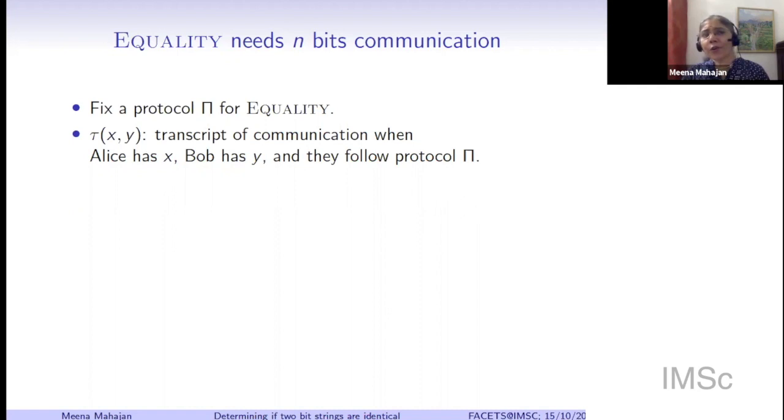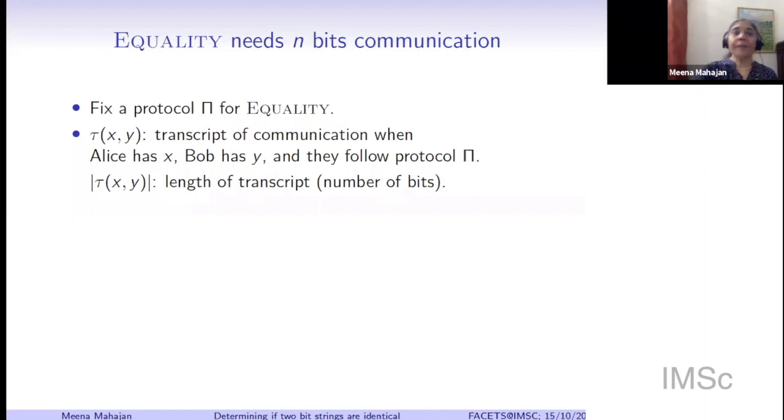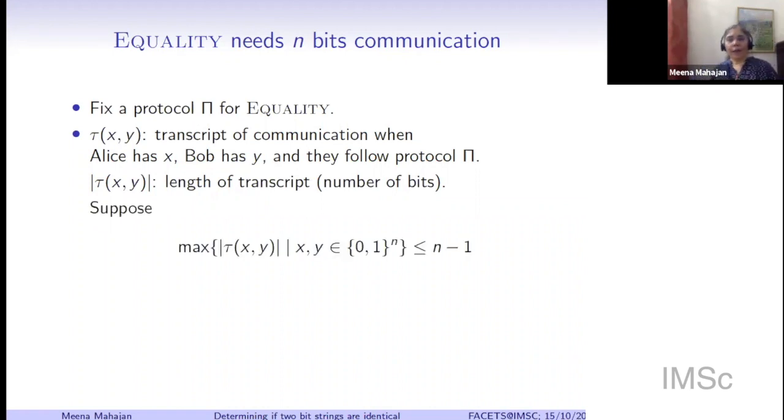So we want to show that for every n, there is an x and a y for which the length of tau xy is at least n. The length of the transcript is exactly the number of bits communicated, right? So the length of the transcript, let me indicate by this, tau xy in these modulus signs. Okay, so suppose it is not the case. Suppose there is some n, some input length n, at which over all possible input strings of length n, the maximum transcript length is still less than n. It is at most n minus 1. Here which n does not matter. Suppose there is even one n for which this happens.